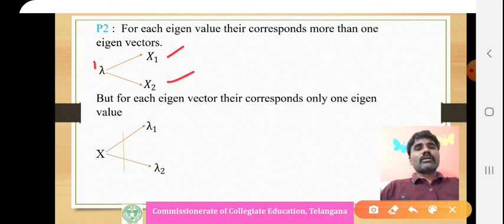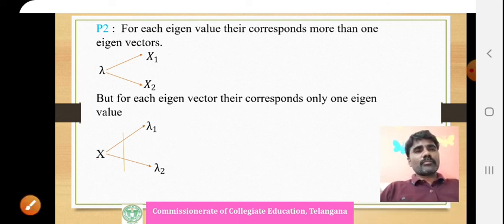But conversely, each eigenvector corresponds to only one eigenvalue, not more than one. This is a very important observation. For one lambda, two eigenvectors are possible. For one eigenvector, two eigenvalues are not possible. This is the important observation. Second property.